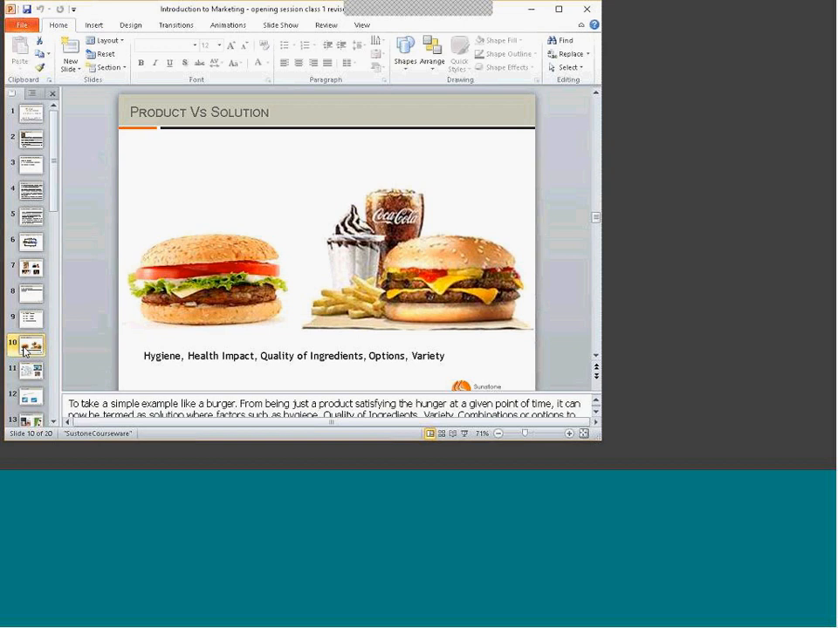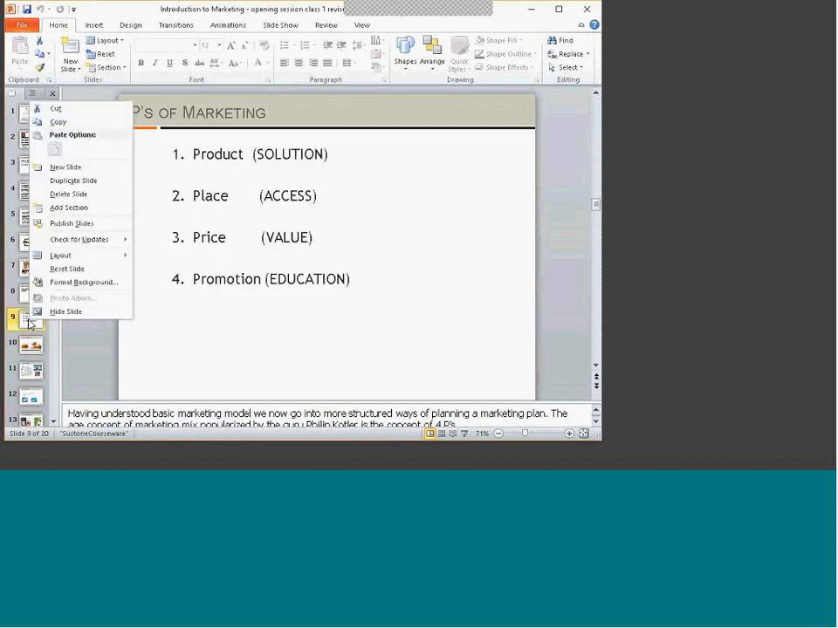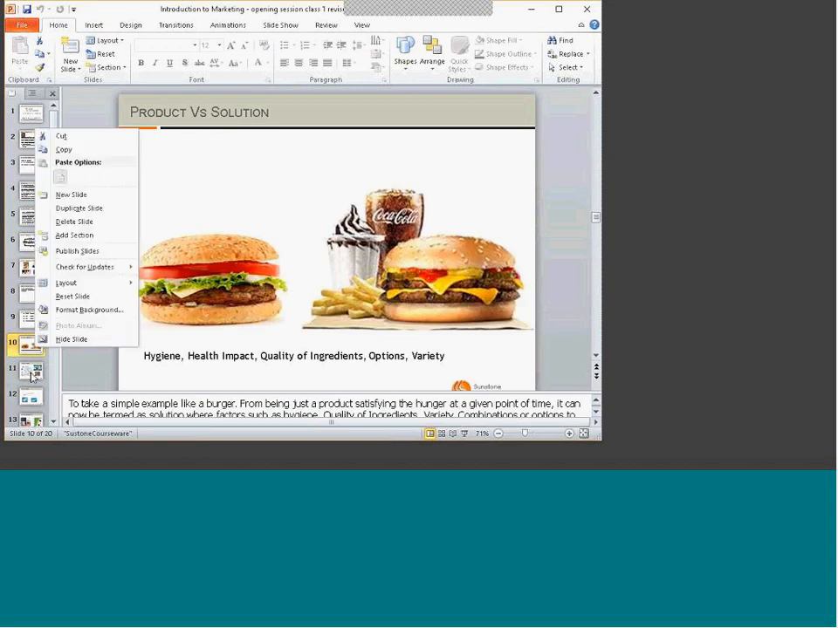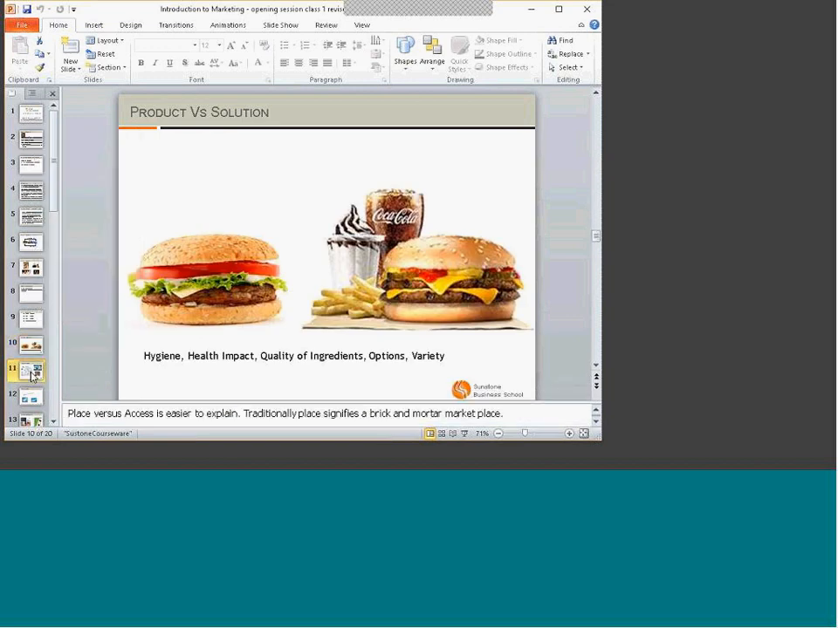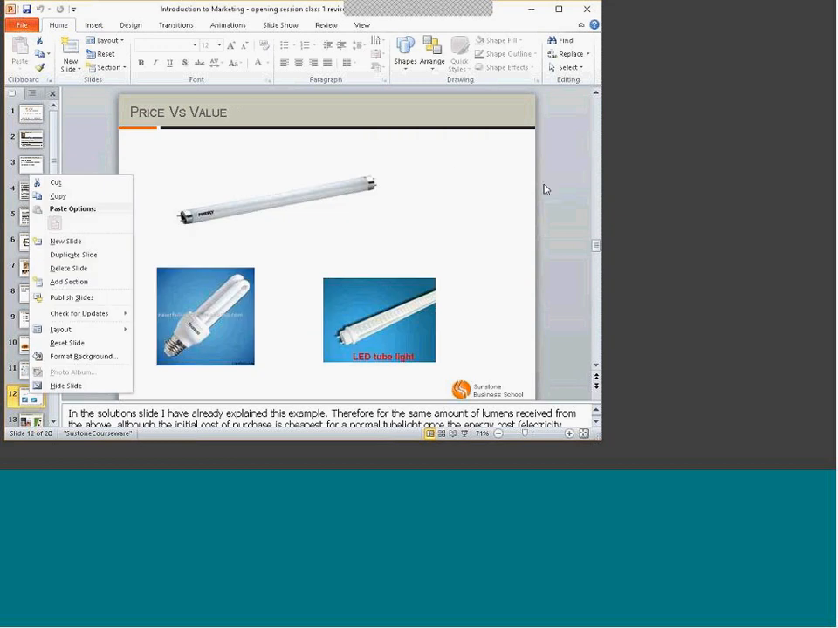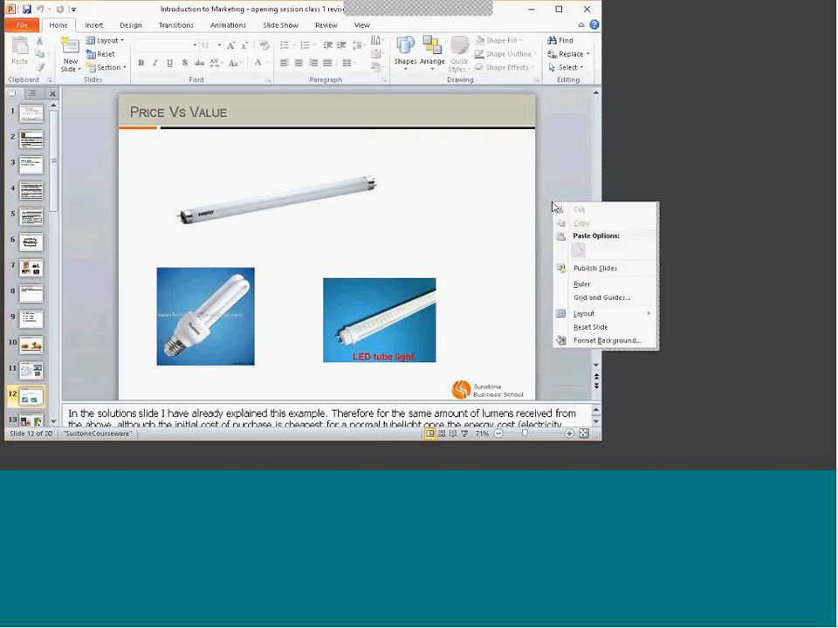loses relevance, and a lot of products with much bigger ticket size are far easier to sell. So solution is a much better way of positioning it. The second thing is price. When you talk of price for a product, it becomes a cost price, whereas when you talk of a solution, it becomes a value.